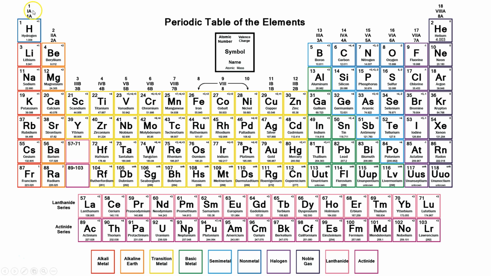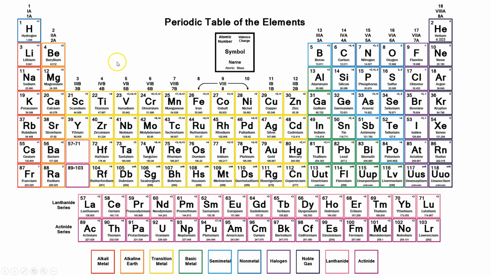So I'm going to start by looking at the structure of the periodic table. The columns are called groups. This would be the first group, second group, third group, fourth group, fifth. There are 18 groups, and the rows are called periods.